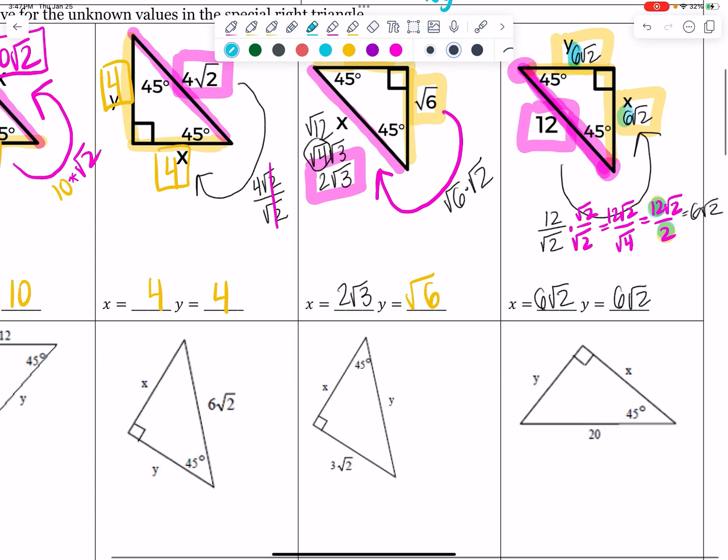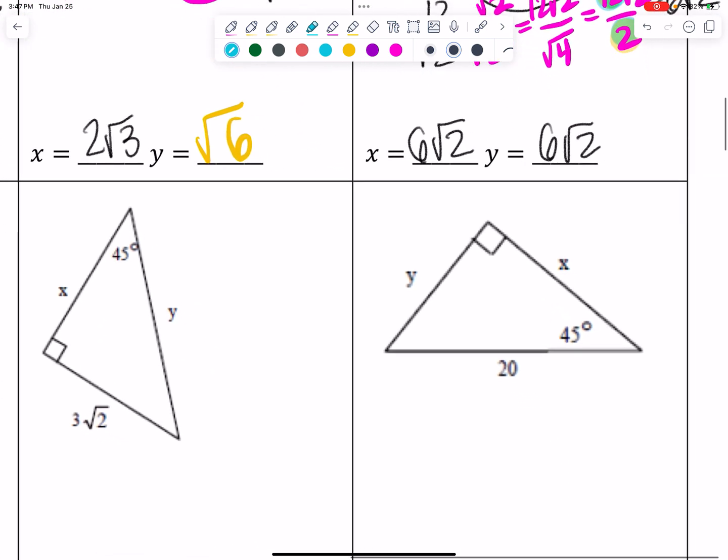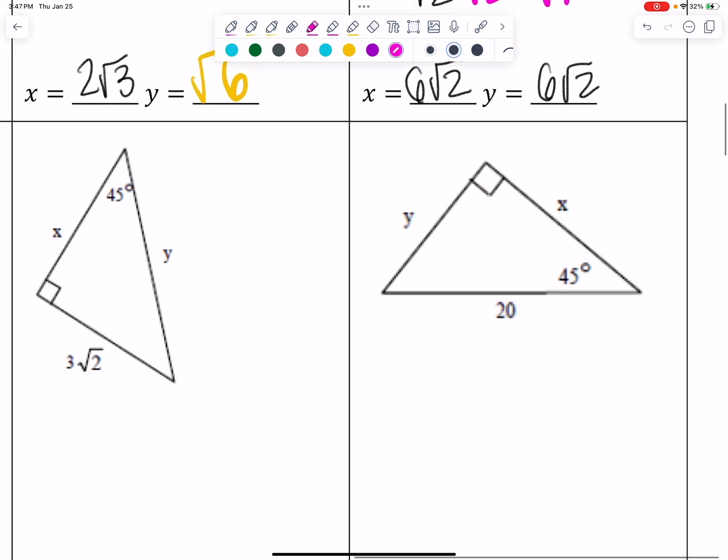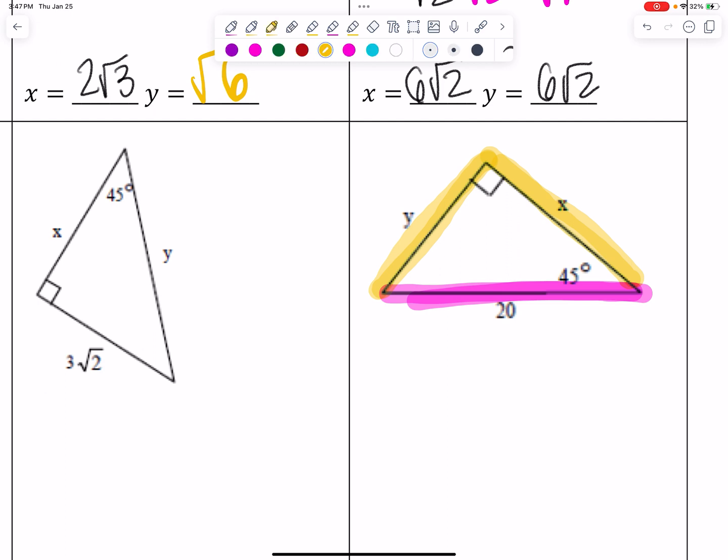So many of you, when we got to this next problem on the bottom right, next on this row, noticed that that same pattern was happening. So if this was 20, you would divide by root 2 and divide by root 2. Whenever you do that with that whole number, that ends up making both of these 10. Half of 20 is 10, so 10 root 2 and 10 root 2.